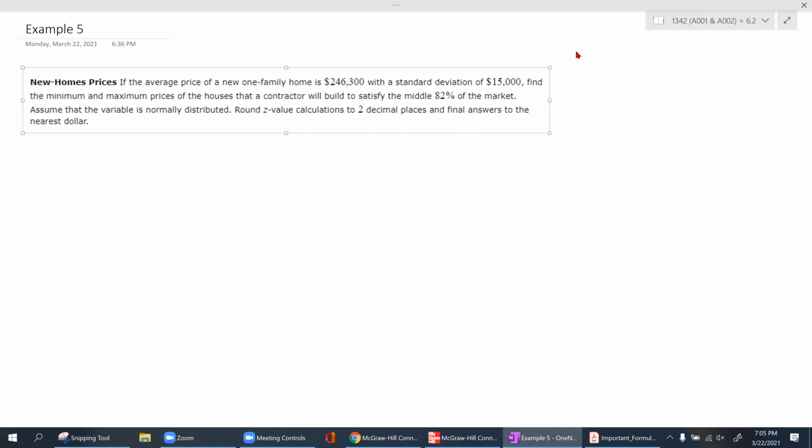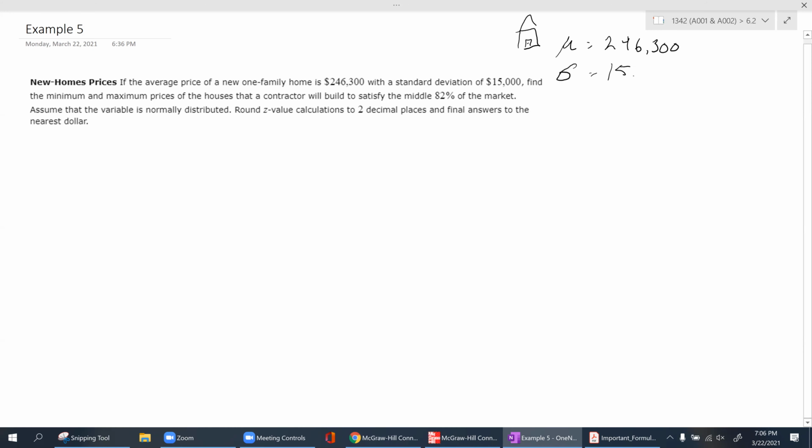Let's go ahead and continue to example number 5. So this problem states new home prices. If the average price of a new one-family home is $246,300, average, so I know this is for this house problem, this average is $246,300 with a standard deviation of 15,000. Find the minimum and maximum values of the house that a contractor will build to satisfy the middle 82% of the market.